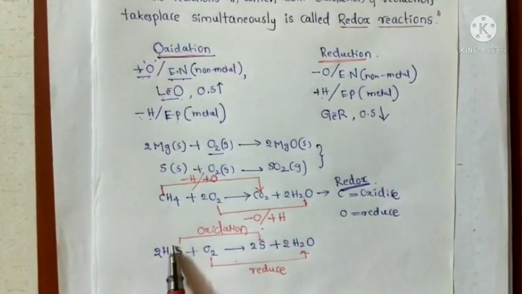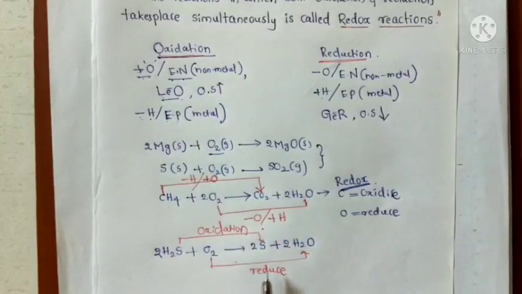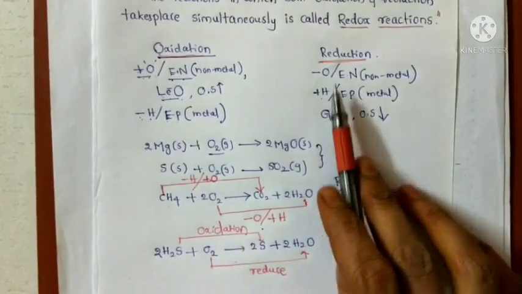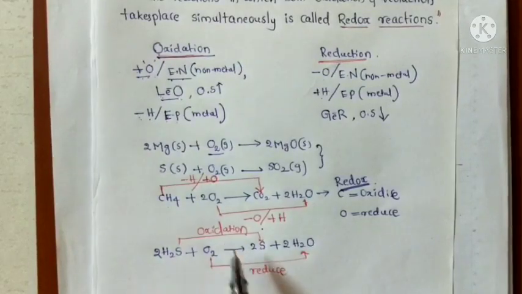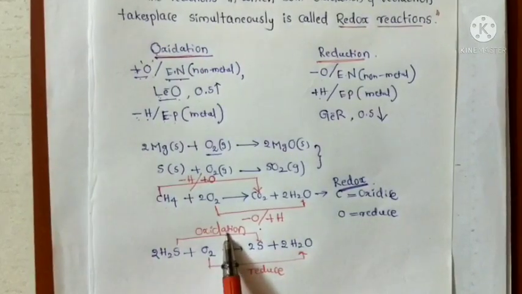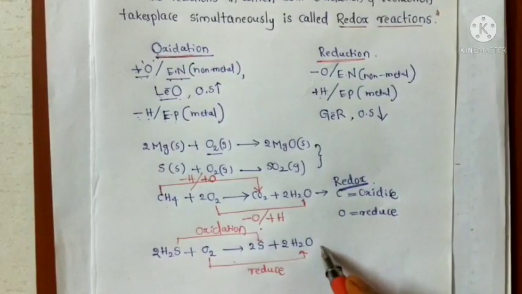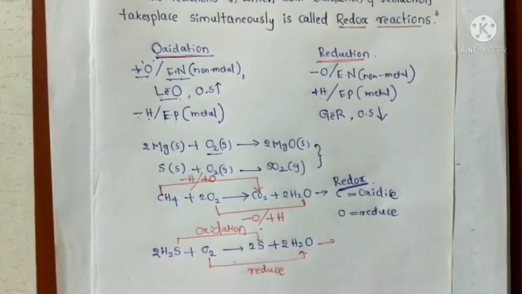So removing of hydrogen is called oxidation. Next, addition of hydrogen is called reduction. Simultaneously, reduction as well as oxidation both occur. That's why it is also an example for the redox reactions.